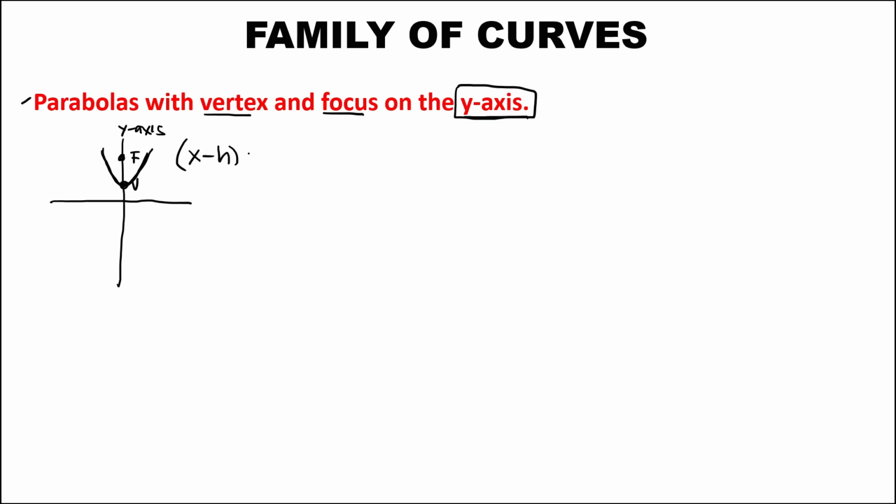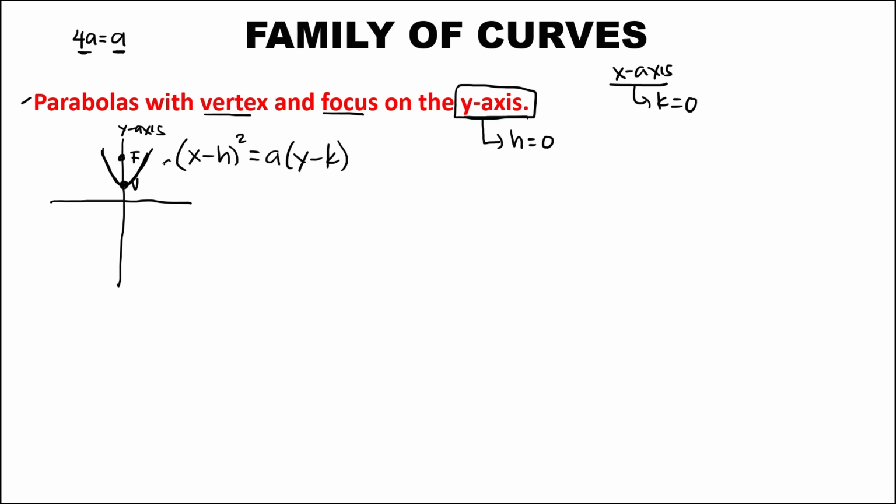The quantity of x minus h to the power 2 equals, instead of using 4a, we are going to use a, because 4a and a are the same constant. So this equals a times y minus k. Then from the y-axis, h is equal to 0, and in the x-axis, k is equal to 0.